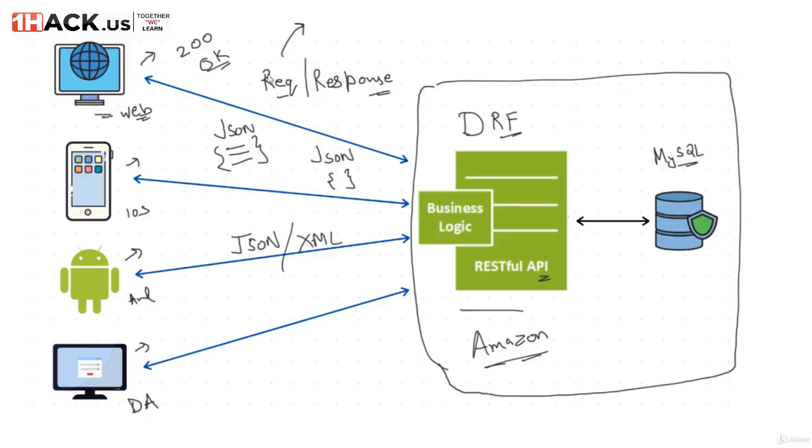Or maybe they send a create request. That means they send a movie data. So what I am going to say is 201 created. If they try to access ID number 500 for a movie and that movie is not available, I'm going to say 404 page not found.